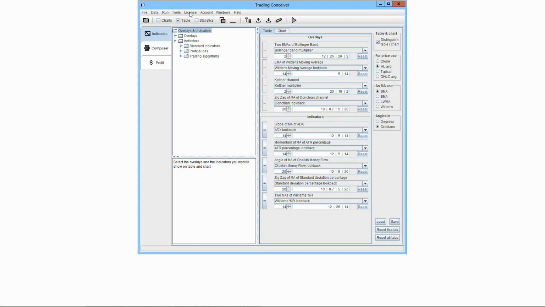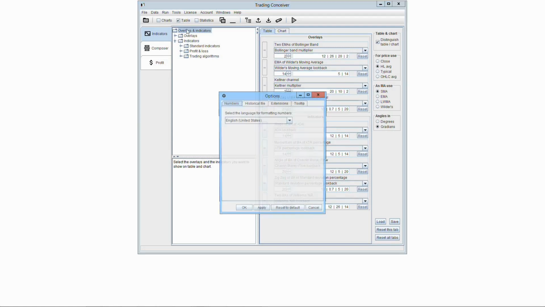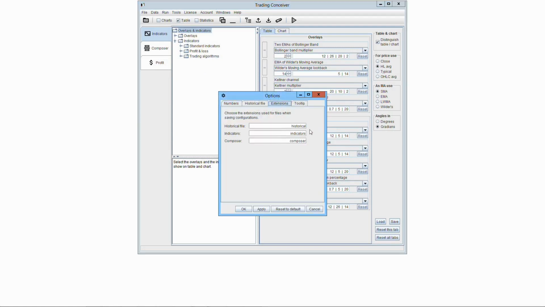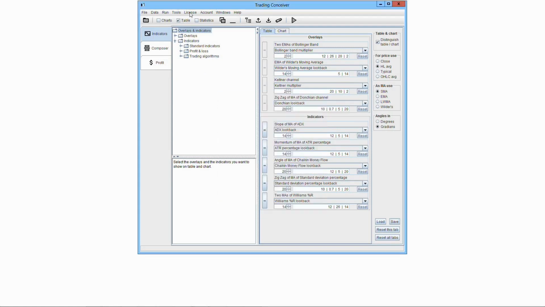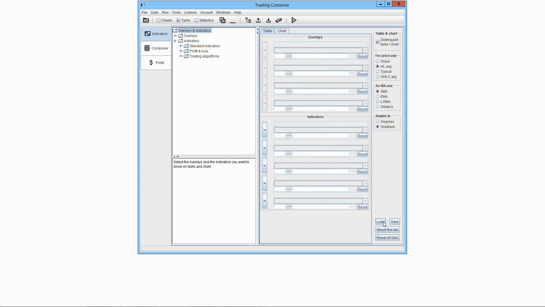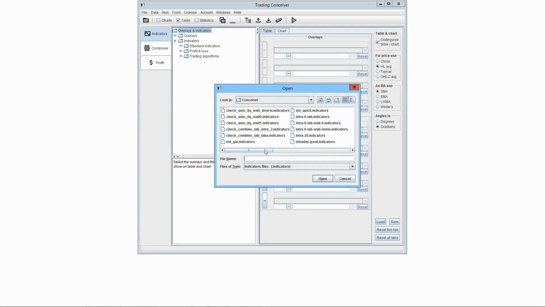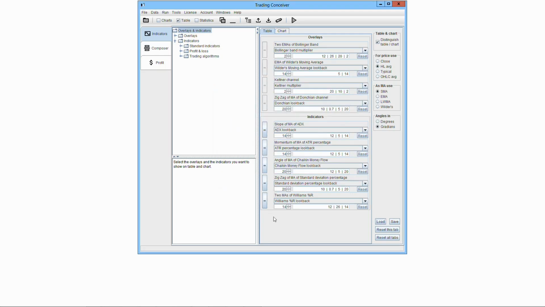When saving the file, an extension to the file is added automatically. By default, the file extension is Indicators, but you can customize it in Tools Options Extensions. To load a saved configuration, press the Load button. Again, in the pop-up window, only files with the appropriate extension are shown. Select one of the files you saved before and confirm loading by pressing the Open button.